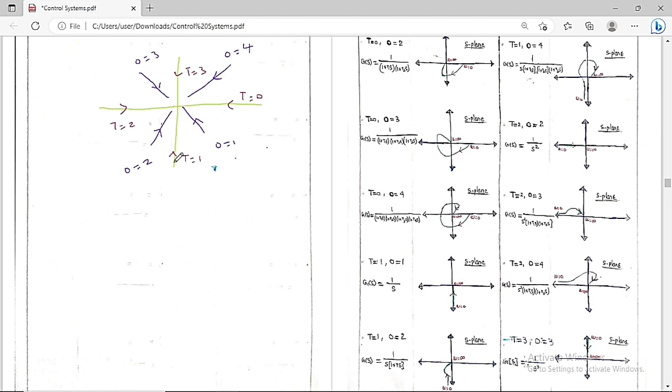So you can say the type is going to tell you the starting point and the order is going to tell you the ending point.